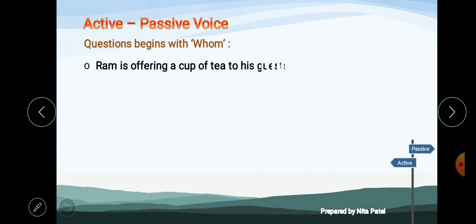Okay, let's see some more examples. Ram is offering a cup of tea to his guest. Now what is the direct object here? Yes, here we have it. A cup of tea is the direct object, and to his guest is the indirect object. In most sentences, direct objects are things or abstract things, right? Indirect objects are generally people. So look at this, guest, these are people, so they are the indirect object.